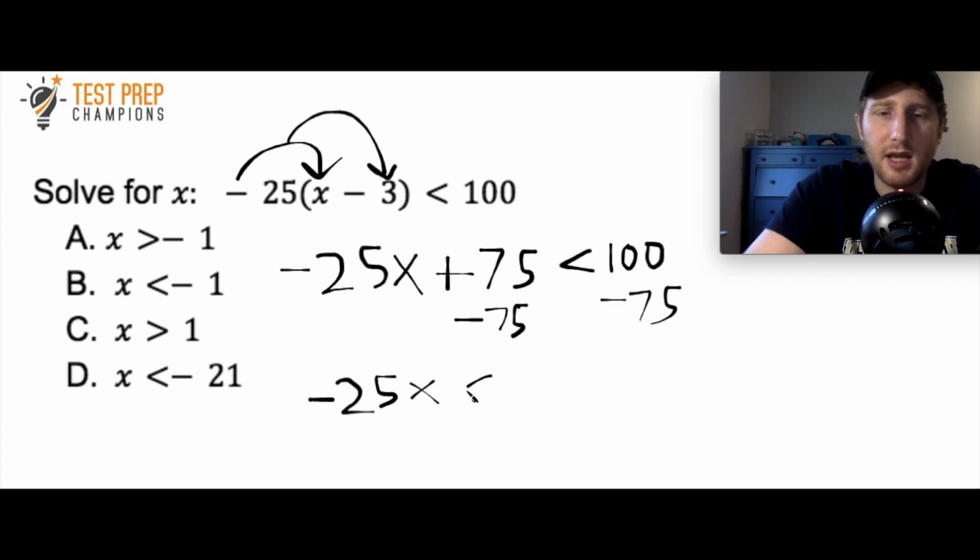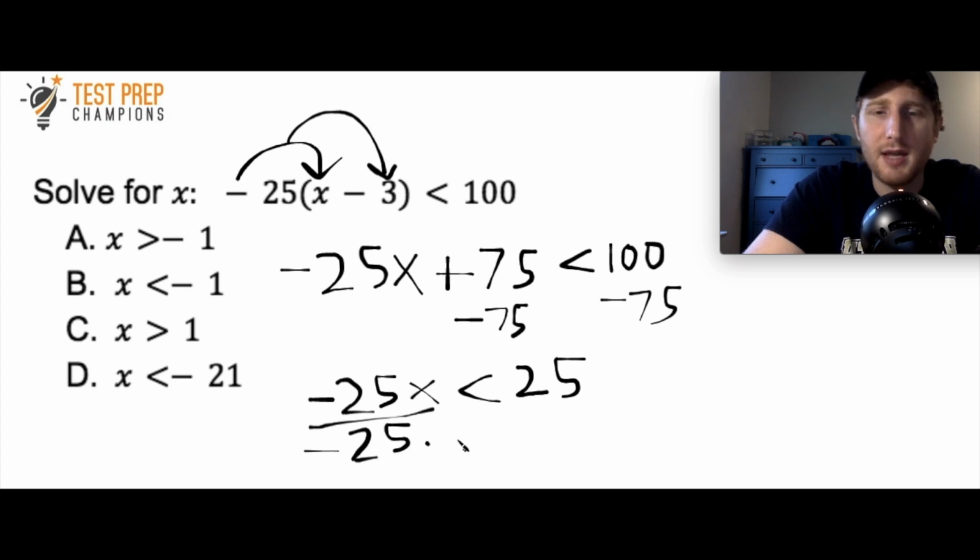is less than 25. Okay, so now if I've got negative 25 times x, and I just want to get the x, I don't subtract. I've got to divide by negative 25. And in math, whatever I do to one side, I also have to do to the other. So I'm going to divide by negative 25 on both sides here.